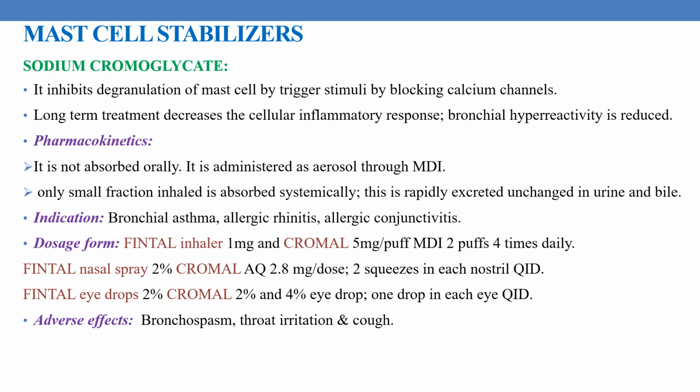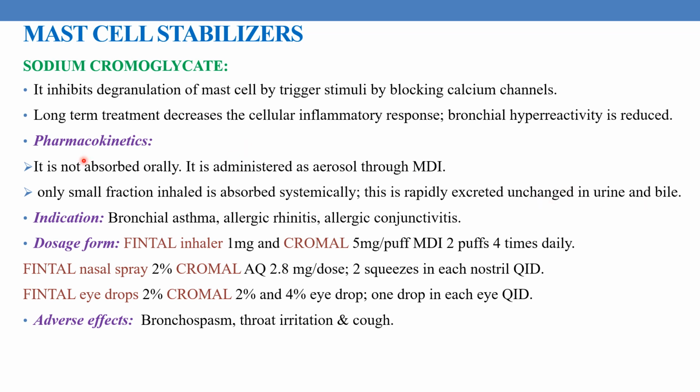And the next class of drugs are mast cell stabilizers. The drug is sodium cromoglycate. It inhibits the degranulation of mast cells by trigger stimuli by blocking calcium channels. Long-term treatment decreases the cellular inflammatory response and bronchial hyperactivity is reduced. Coming to pharmacokinetics, it is not absorbed orally and is administered as aerosol through a metered dose inhaler. Only a small fraction inhaled is absorbed systemically and it is rapidly excreted unchanged in urine and bile.